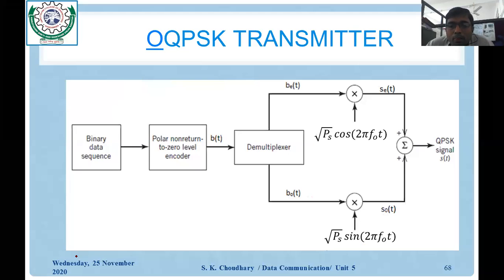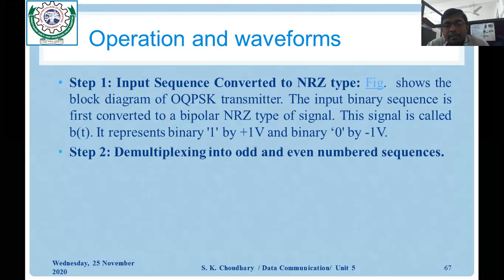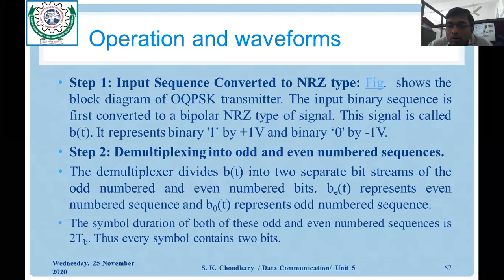Okay. If you refer to this diagram, the second step is the input sequence converted into NRZ. Then the second is demultiplexing into odd and even number sequences. This demultiplexer divides the bit stream into two separate bit streams of even and odd. BET represents the even numbers, B naught T represents the odd number sequence. The symbol duration of both of these odd and even sequences is 2TB. Okay. So twice the time period of each bit. Thus each symbol contains 2 bits.